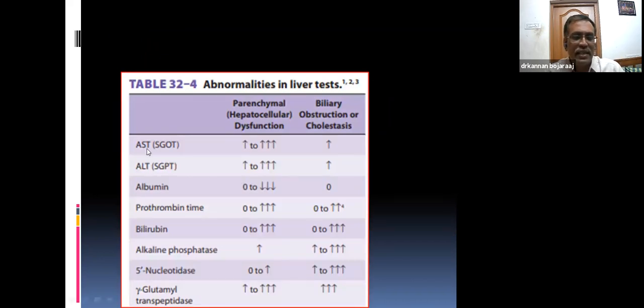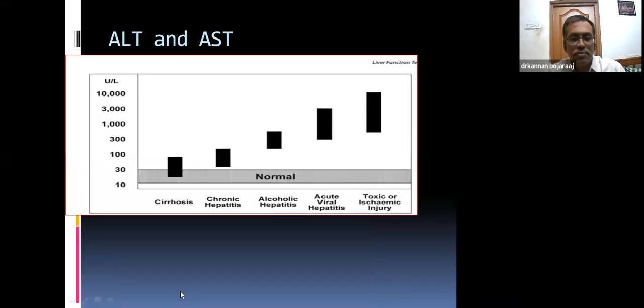And these are all the tests commonly done: ALT, alanine aminotransferase, and AST, aspartate aminotransferase, albumin, prothrombin time, bilirubin, alkaline phosphatase, 5-nucleotidase, and gamma-glutamyl transpeptidase. See this AST and ALT. Any problem with these conditions, cirrhosis or hepatitis, alcoholic hepatitis, acute viral hepatitis, toxic hepatitis, ischemic hepatitis, all these cause an increase in alanine and aspartate transaminases at various levels.